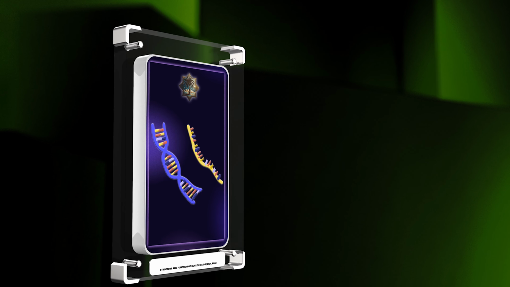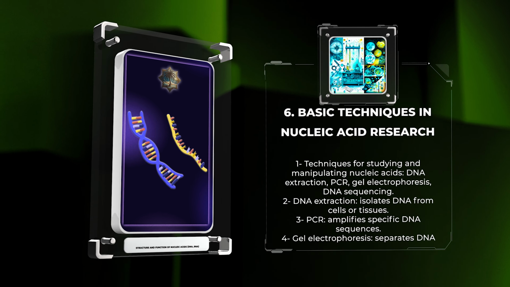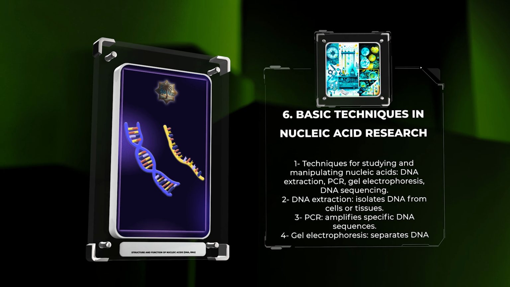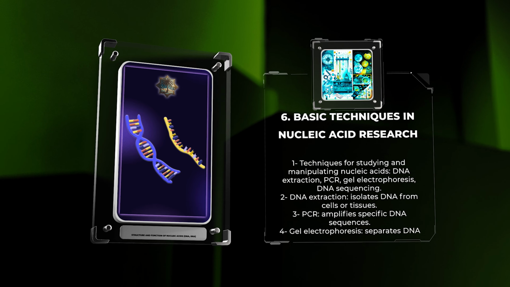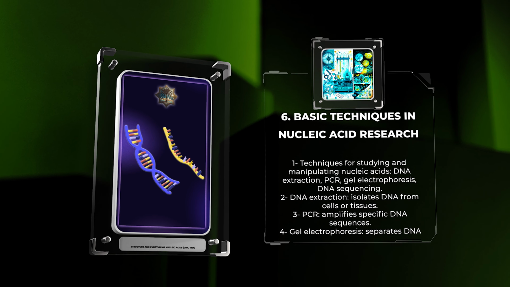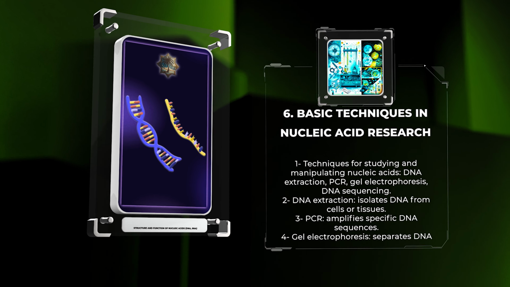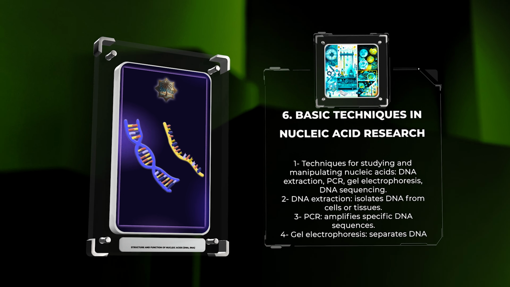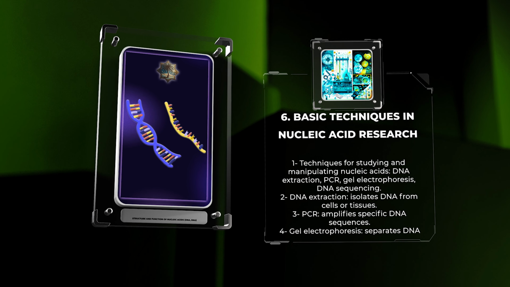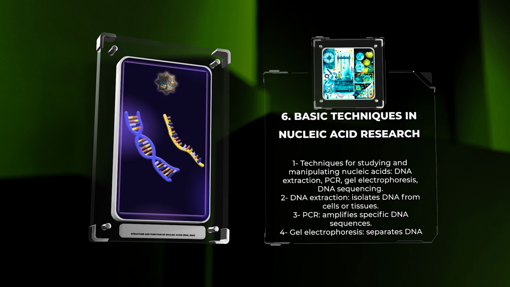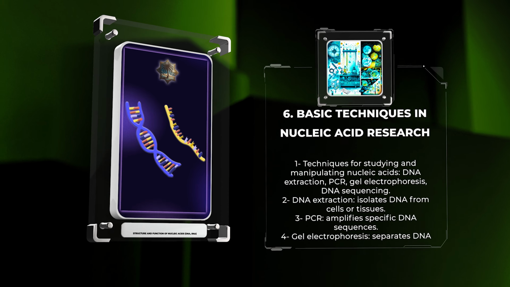To study and manipulate nucleic acids, scientists employ various techniques. Some of the basic techniques include DNA extraction, polymerase chain reaction, PCR, gel electrophoresis, and DNA sequencing. DNA extraction isolates DNA from cells or tissues for further analysis, while PCR amplifies specific DNA sequences. Gel electrophoresis separates DNA fragments based on their size, allowing for visual analysis. DNA sequencing reveals the precise order of nucleotides in a DNA molecule, providing invaluable information for genetic research.